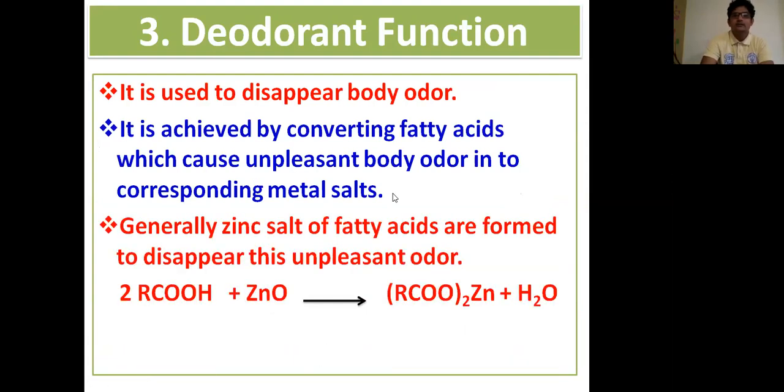In the previous slide we learned that some acids are formed, like pelargonic acid and isovaleric acid, which give an unpleasant smell. When these acids responsible for the unpleasant smell get converted into some other salt, the unpleasant odor will disappear, because now the salt form has different properties than the original acid form. So generally zinc salts of fatty acids are formed to disappear this unpleasant odor.